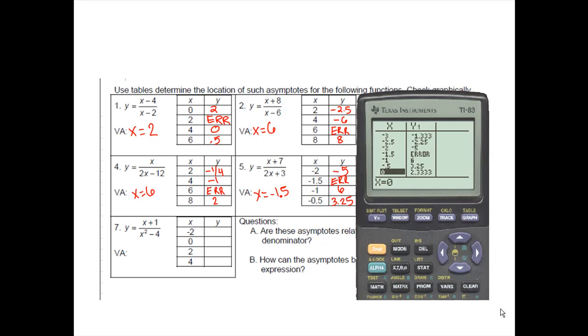Then we go to second table. And it's like the other problems. You could see that the error is at negative 1.5. So your vertical asymptote is at X equals negative 1.5.